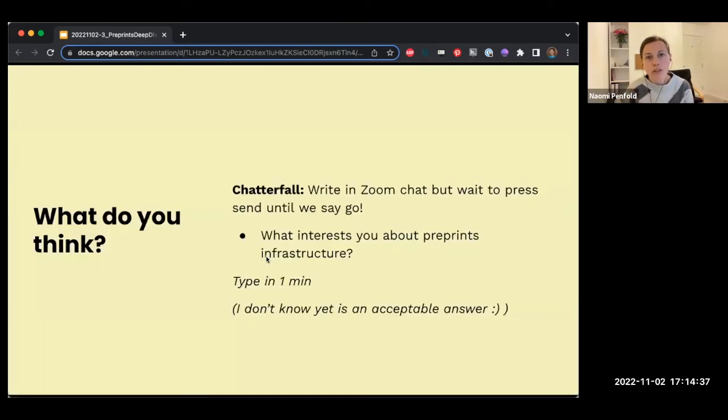So before I dive into some research, we just wanted to do a quick entry poll with you and ask you all to write into Zoom chat, but no need to press enter just yet. We'd like you to basically type into Zoom chat your answer to what interests you about preprints infrastructure. And in a minute, I'll say go and we'll all see it come through.